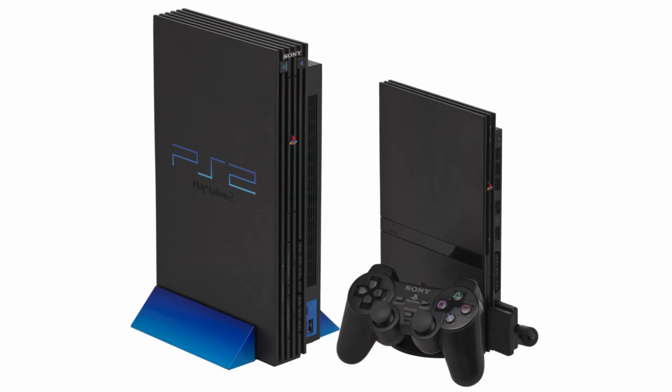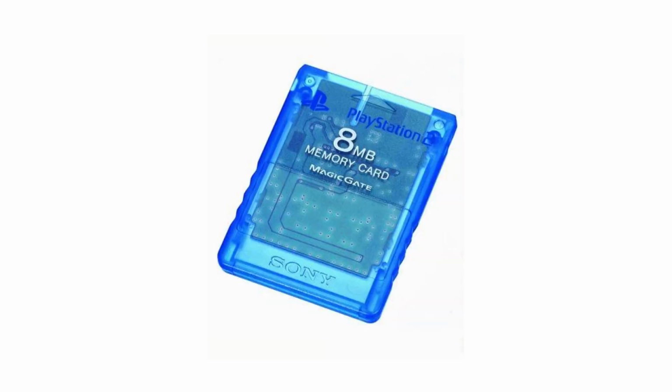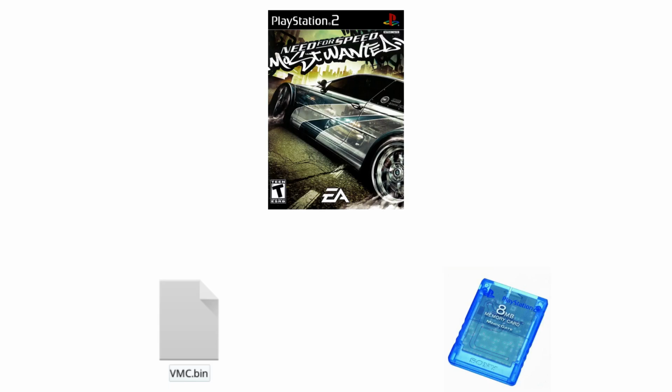Now, before I start getting into the weeds, I just want to make sure we're all on the same page here. In the context of the PlayStation 2, a virtual memory card, or VMC, is a digital file that certain software is able to use in place of a physical PS2 memory card. In this case, I'm using them with Neutrino, which is a game backup loader that can tell games to save data to a VMC instead of a real memory card.